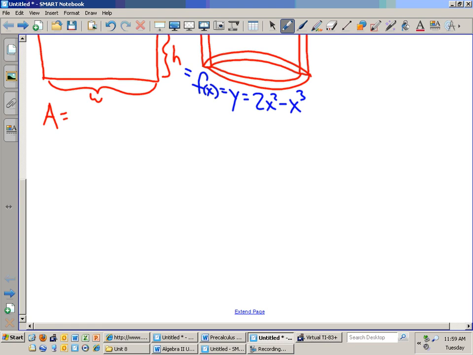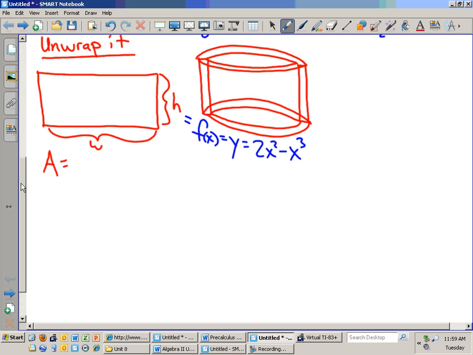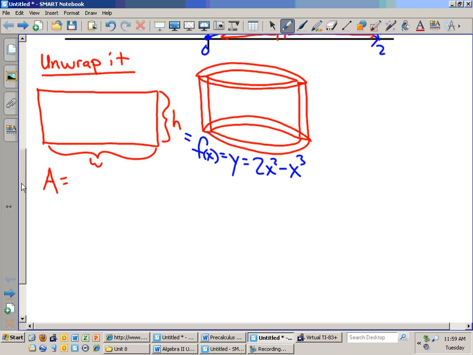How do I figure out the length of a label? This label wraps around a circle. 2 pi r. 2 pi r is the circumference, right? So in order to figure out the length of this label, I have to figure out the circumference of the cylinder. The circumference is 2 pi r. So my width is equal to 2 pi r.